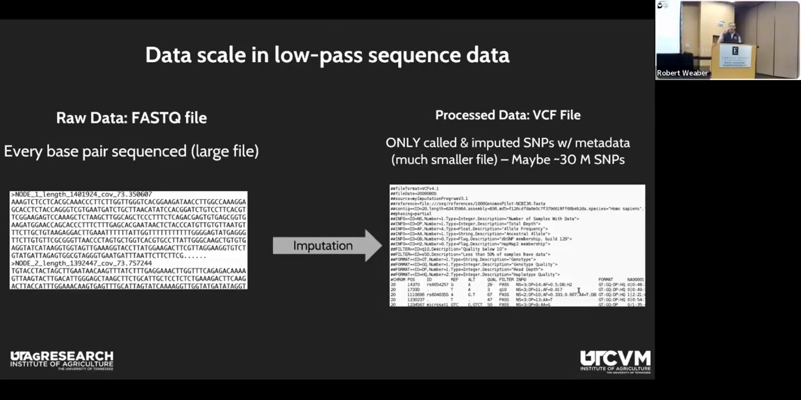And so the actual data, you'll hear talk today, I'm sure, about FASTQ files. This is what our deliverable off of a sequencer is going to be, whether we're doing low pass or high coverage genomic sequencing.